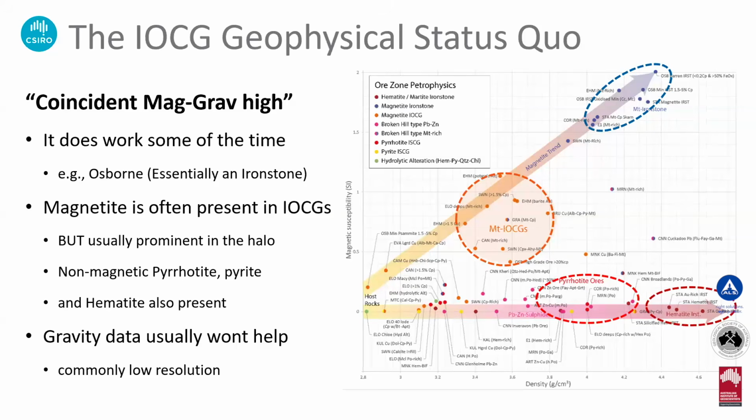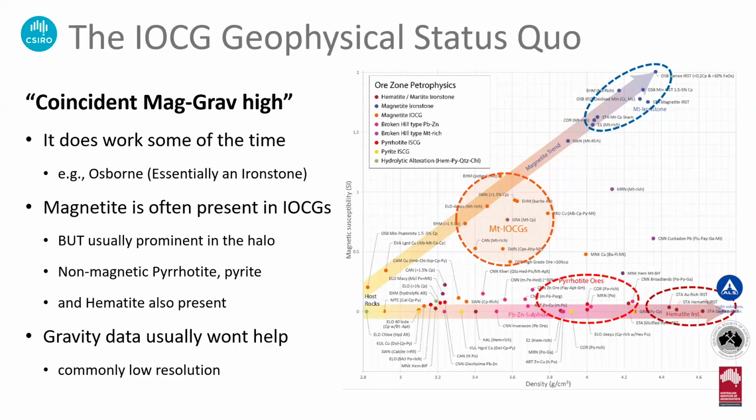Okay, so I want to go to one of my pet hate subjects, which is the coincident magnetic gravity high. A lot of people in IOCG exploration will say we're looking for magnetic gravity highs, which is what you'd expect, right? It's magnetite or hematite. It should have a nice density. It should be quite magnetic. And it's true some of the time.